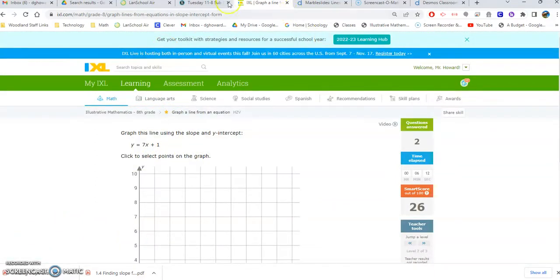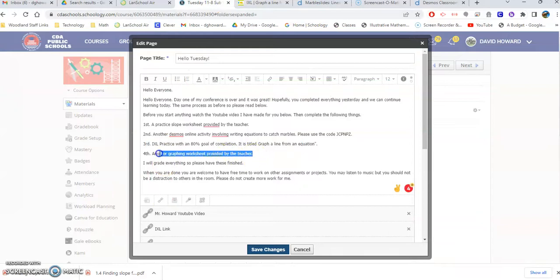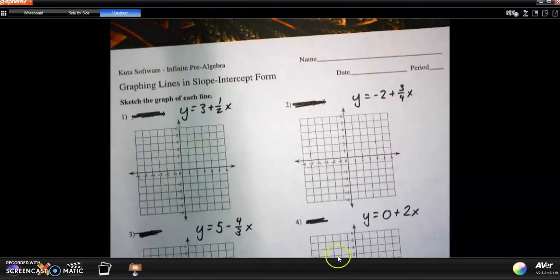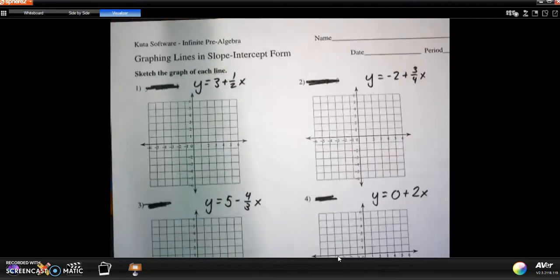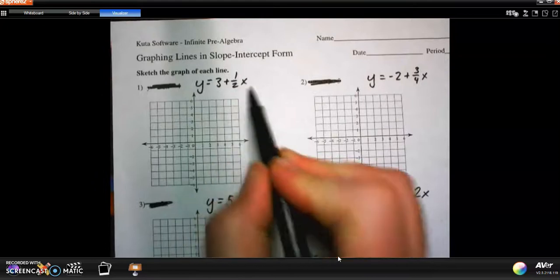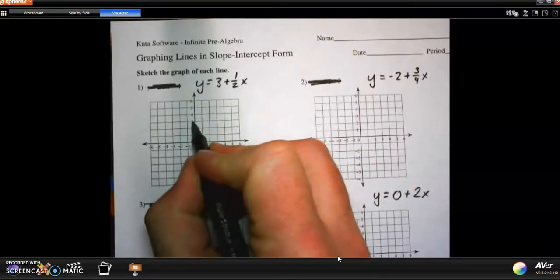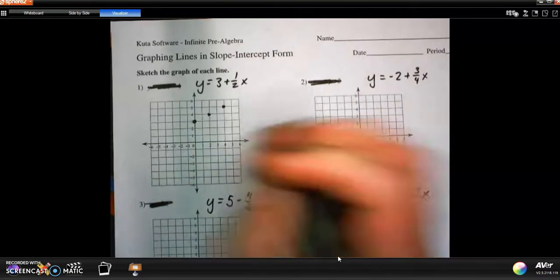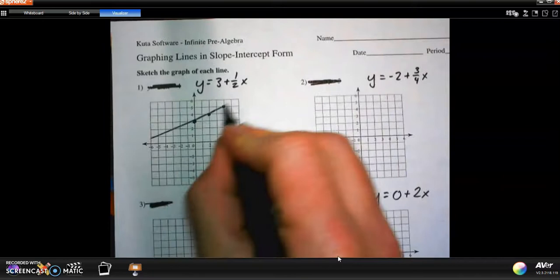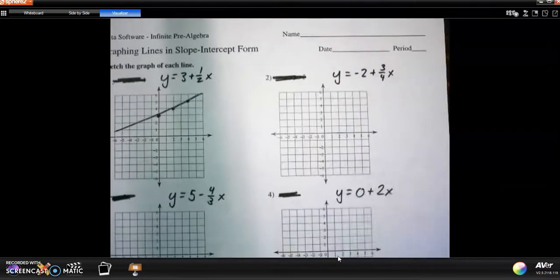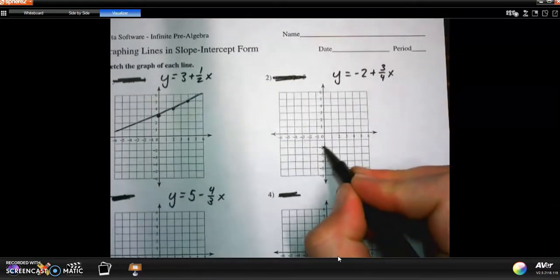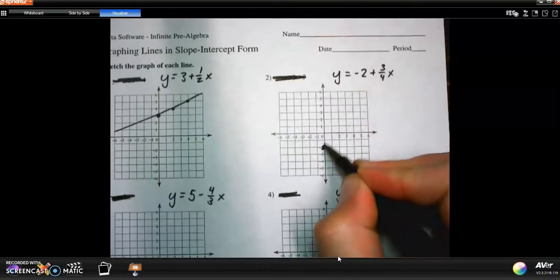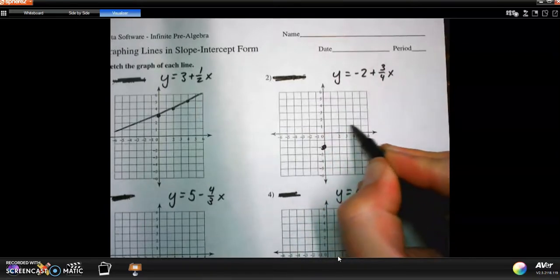Okay? And lastly, when you're done, you have one more worksheet to practice with. The worksheet looks like this. I've given you an equation. I want you to graph it. For example, y equals 3 plus 1/2 x. So you start at 3, you go up 1 over 2, up 1 over 2. Remember, you only need 2 dots to make a line. And then you draw the line. This one, you start at -2, and you go up 3 over 4. 1, 2, 3, 1, 2, 3, 4. And you draw the line.